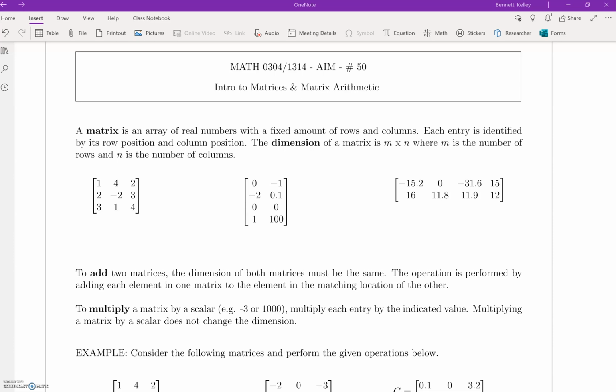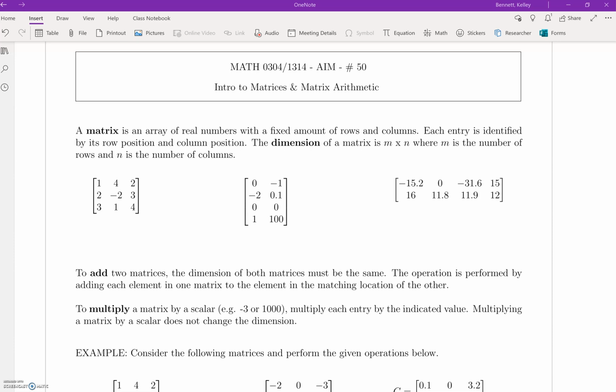A matrix is an array of real numbers, for us, real numbers with a fixed amount of rows and columns. Each entry is identified by its row position and column position, and the dimension of a matrix is denoted m by n, where m is the number of rows and n is the number of columns. As you take higher level math courses, you'll see matrices used in different ways with different elements as part of the array. But right now, we're just going to keep it simple with real numbers.